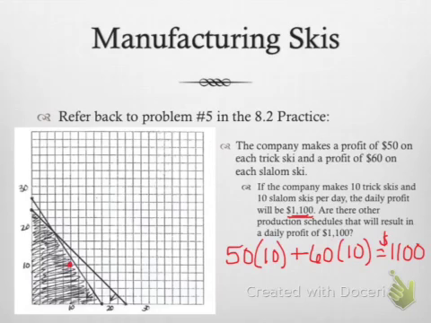Okay, but now the question is, is there another production schedule that would also give you $1,100 of profit? So is there another combination of x and y that would also give you $1,100 worth of profit? And I want you to pause your video right now, and I want you to come up with another XY combination that would give you that $1,100 of profit.